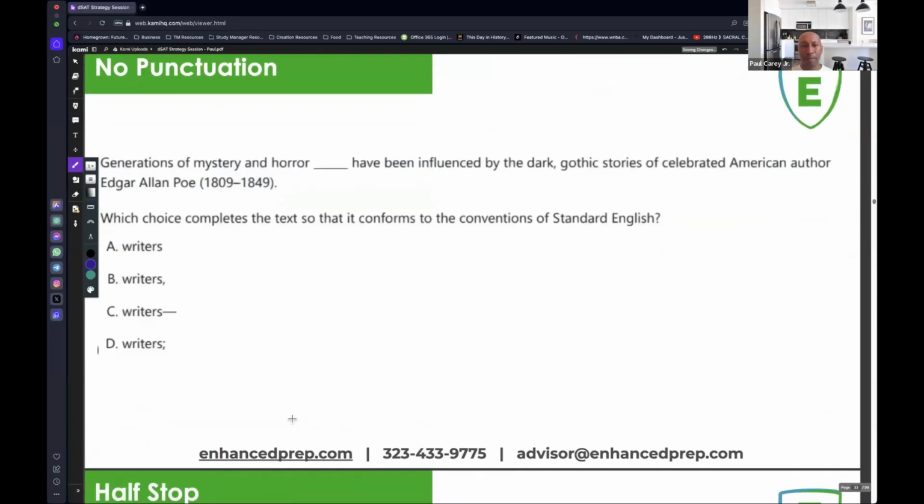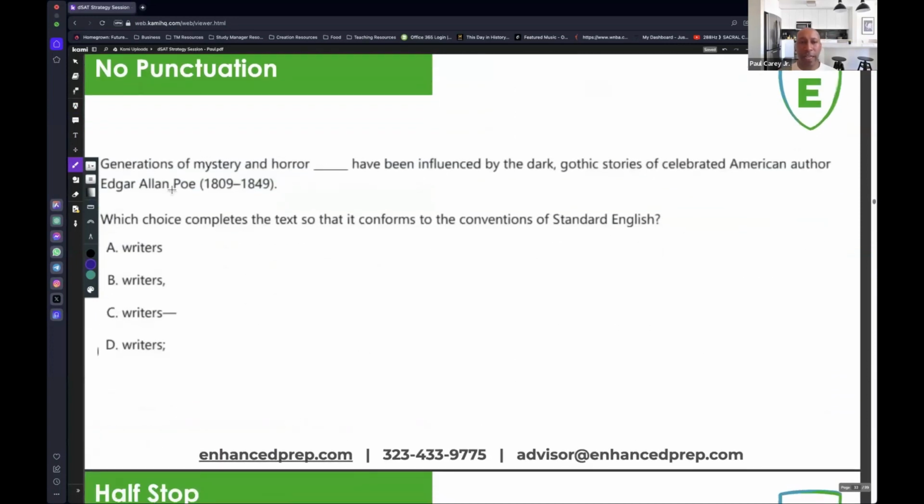Okay? So let's check out the no punctuation, and this can kind of show us a little bit more about this portion. So it says which choice completes the text so that it conforms to the conventions of standard English. You notice that we're going to get that same question type no matter what the problem is with punctuation. They're always going to ask you which conforms to the conventions of standard English.